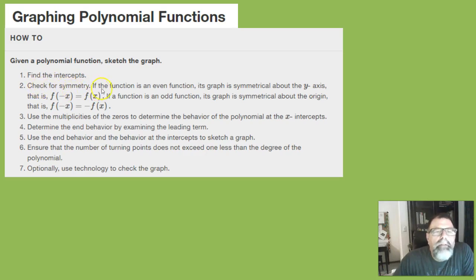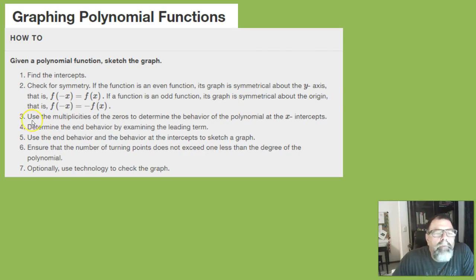Check for symmetry. If the function is an even function, its graph is symmetric about the y-axis. Here's the check. If you plug in negative x into the function and simplify it, and you end up with the original function, that's an even function. If it's an odd function, then it's symmetrical about the origin. And again, this is the check. If you put in negative x into the function and you simplify it, you get the opposite of f of x. Then that tells you it's symmetrical about the origin.